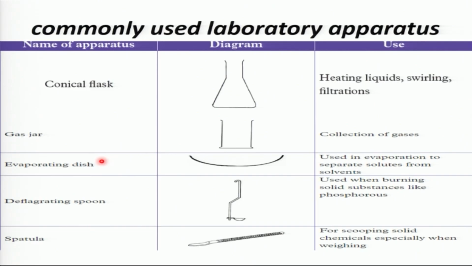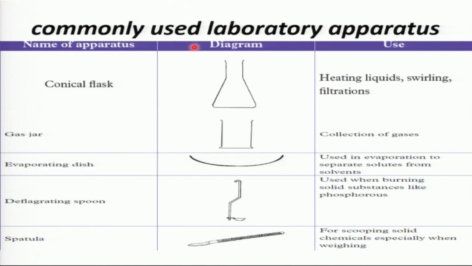Those are some of the commonly used laboratory apparatus, all right? So here we shall have the name of the apparatus. We shall look at its diagram, and we shall see what it does. How does it help us in the lab? How do we use it? What is its use in the lab, all right?